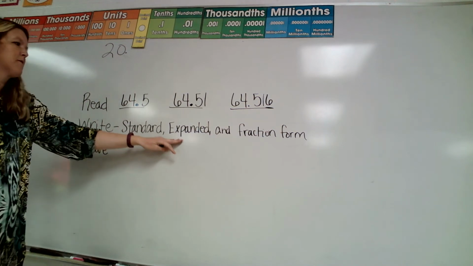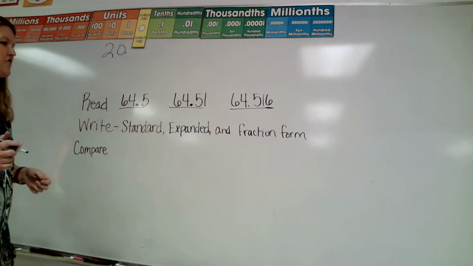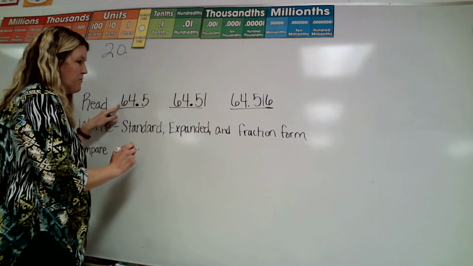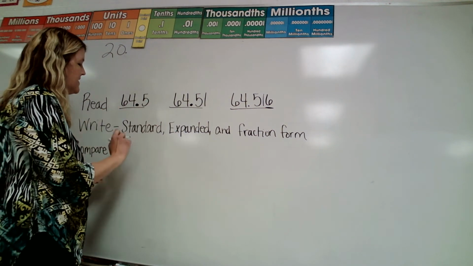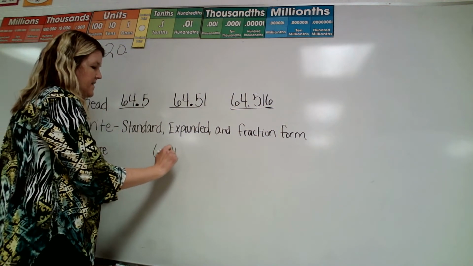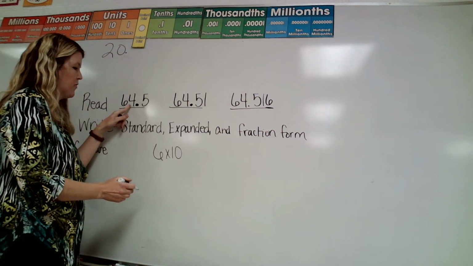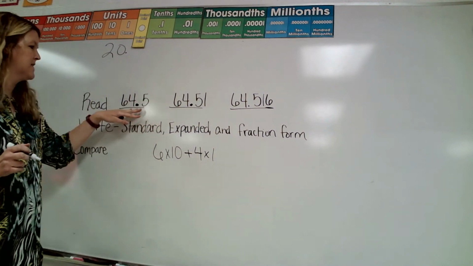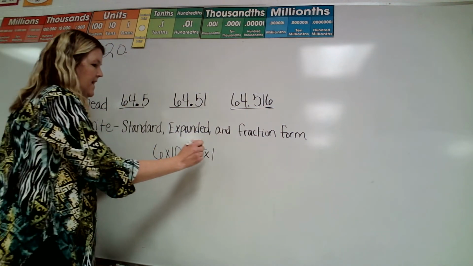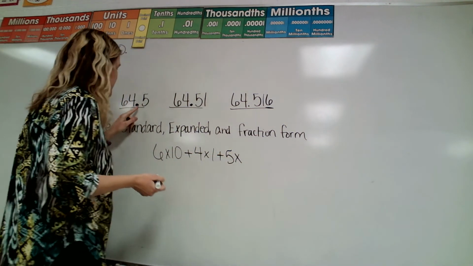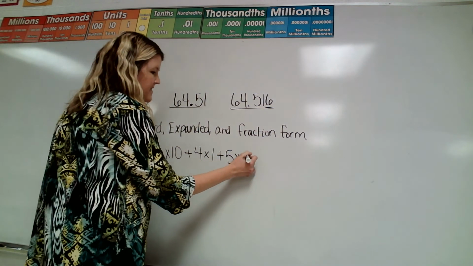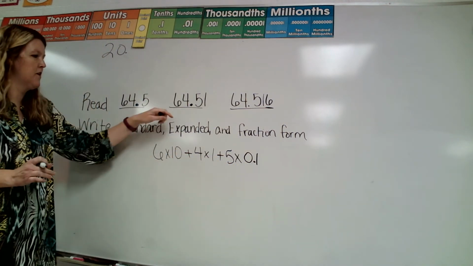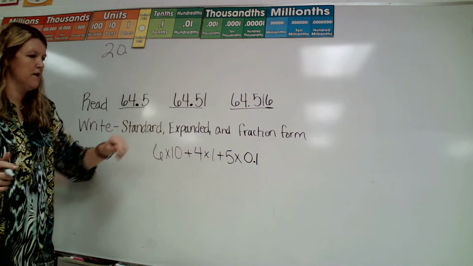So expanded form is whenever we break it apart. And I know, last year you did expanded form with whole numbers. So this is real similar. We're just going to break it apart by place value. So since the 6 is in the tens place, I'm going to say 6 times 10. And then the 4 is in the ones place, so I'm going to say plus 4 times 1. And then now that we get to the decimal point, I'm going to say plus 5 times, because it's in the tenths place, I'm going to write tenths as 0.1. That represents tenths.